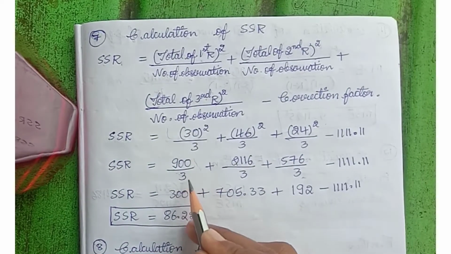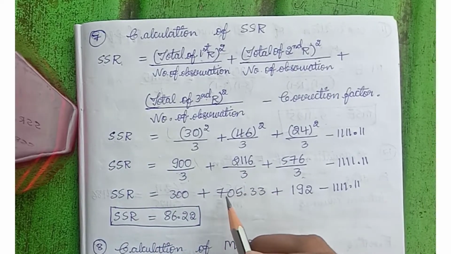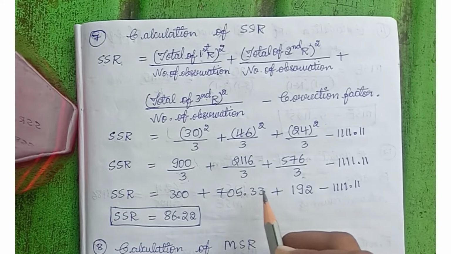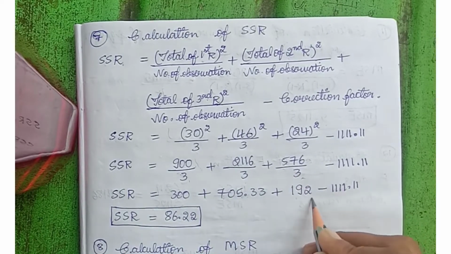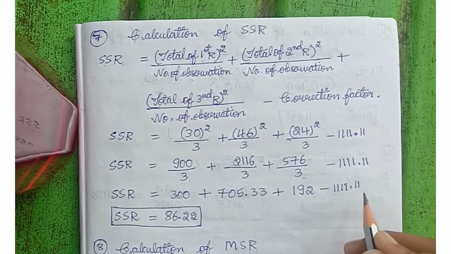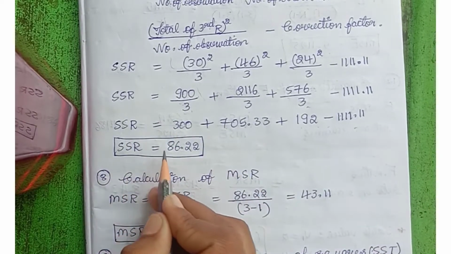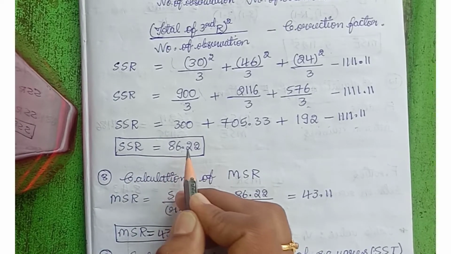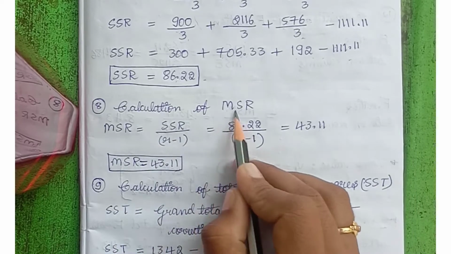So 900 divided by 3 is 300. 2116 divided by 3 is equal to 705.33. 576 divided by 3 is equal to 192, minus the correction factor. We should not forget to subtract the correction factor. After the substitution, we will get SSR equal to 86.22.